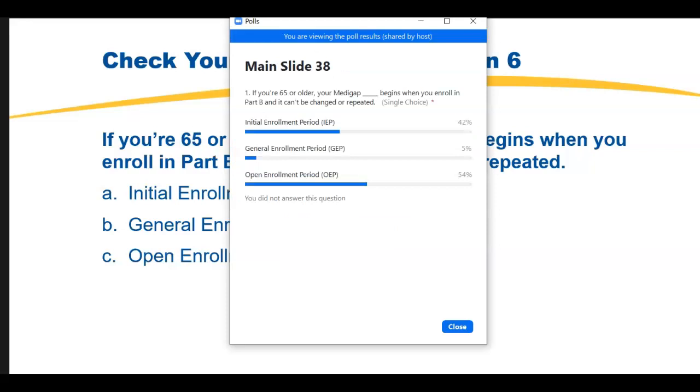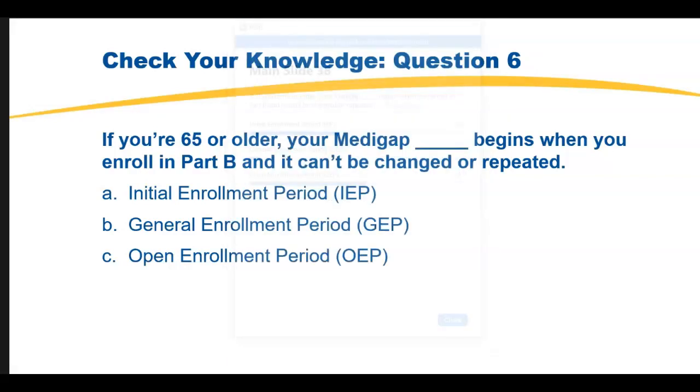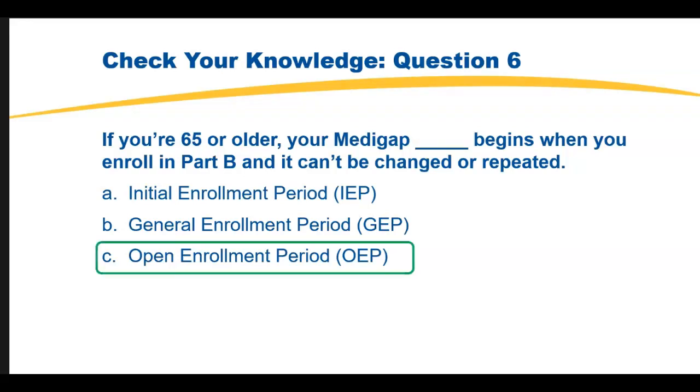Okay. All right, let's see. So, some of you said initial enrollment period, 42%. A few of you said general enrollment period. And most of you, 54%, said open enrollment period. And that is the correct answer. Your Medigap open enrollment period lasts for 6 months minimum, but it could be longer in your state. So you just need to check with your state on that one.